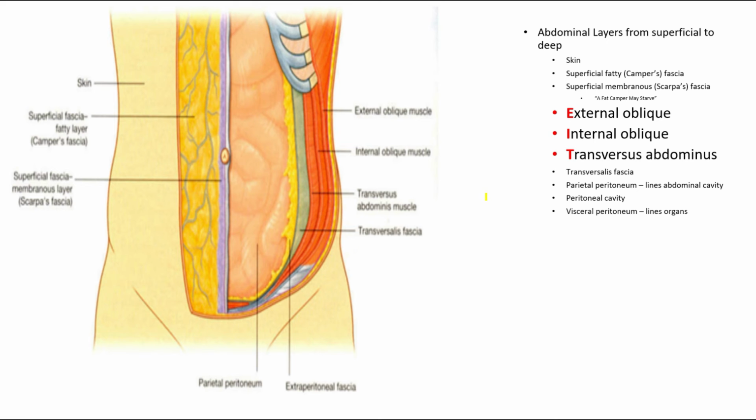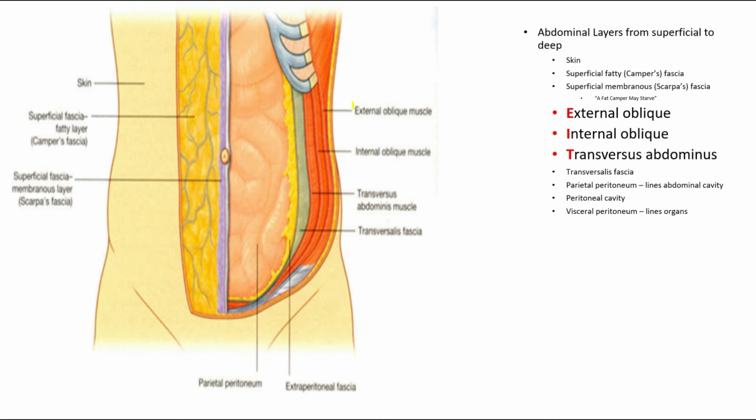This is unfortunately one of those things that you have to sit down and memorize, but when we're talking about the abdomen, we should understand the layers of the abdomen. Most superficial, we have the skin. Just deep to the skin, we have the fatty layer of the superficial fascia, known as Camper's fascia. Deep to Camper's fascia, we have the membranous layer of the superficial fascia, which is known as Scarpa's fascia.